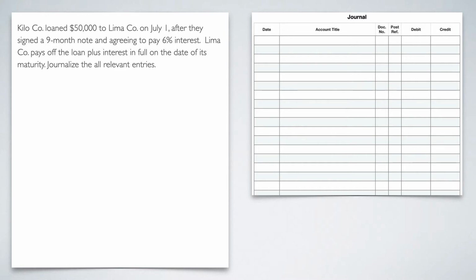So the first thing we need to do is to just journalize us giving the loan. So we are giving out cash and we are going to be getting a notes receivable back. So it'll be 7-1. We will put notes receivable as our debit because we're increasing what we're owed of 50,000 and our cash goes down by 50,000. That's why we're crediting. And that happens on 7-1. And then the normal year of operations entries happen and everything.